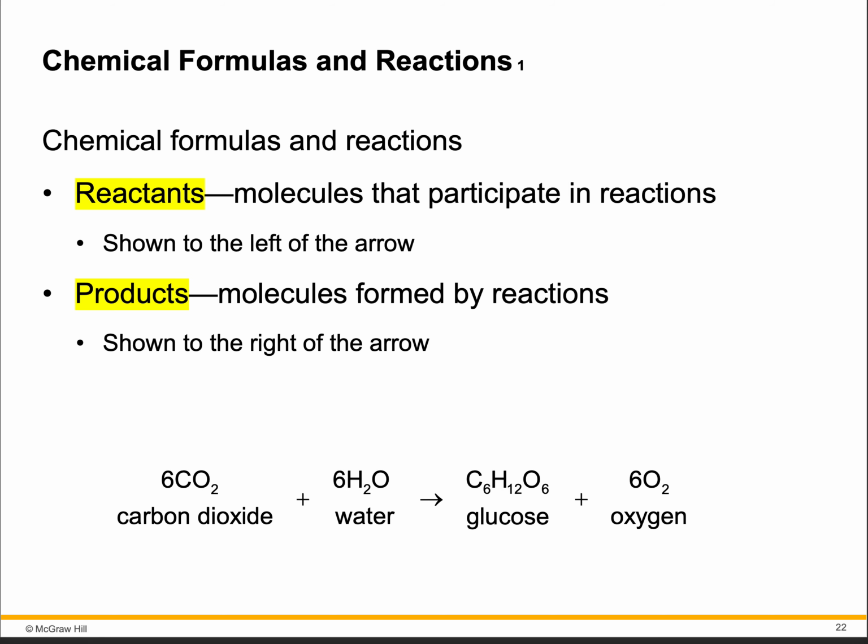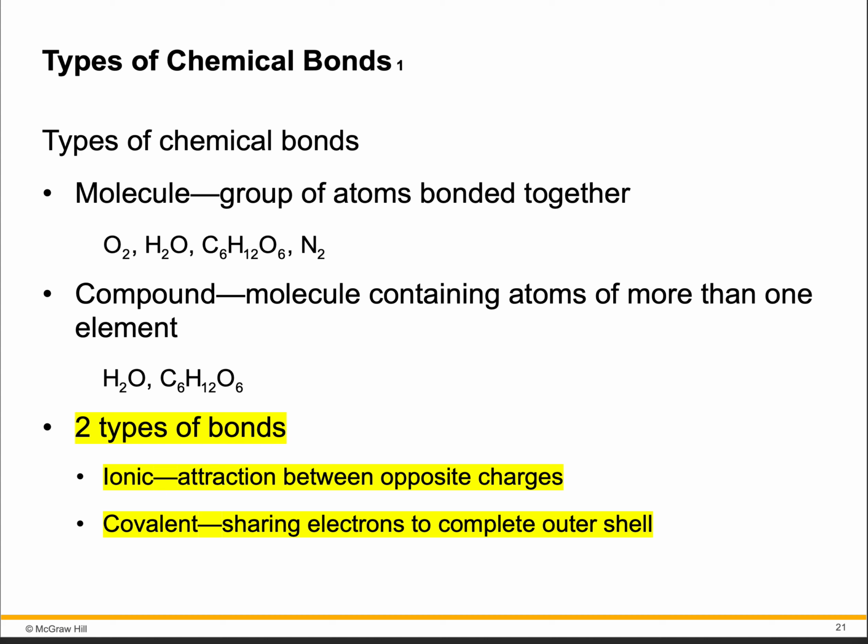Okay. The two types of bonds, and these for sure will be on your exam, that's why I have them highlighted for you, are ionic and covalent. Ionic is the attraction between opposite charges, and covalent is sharing electrons to complete an outer shell.